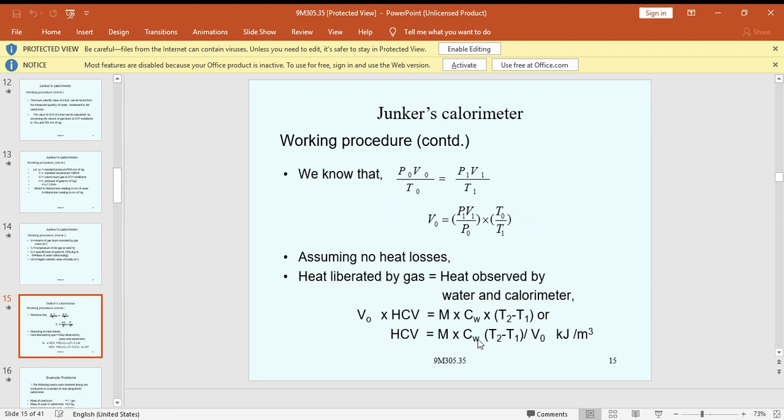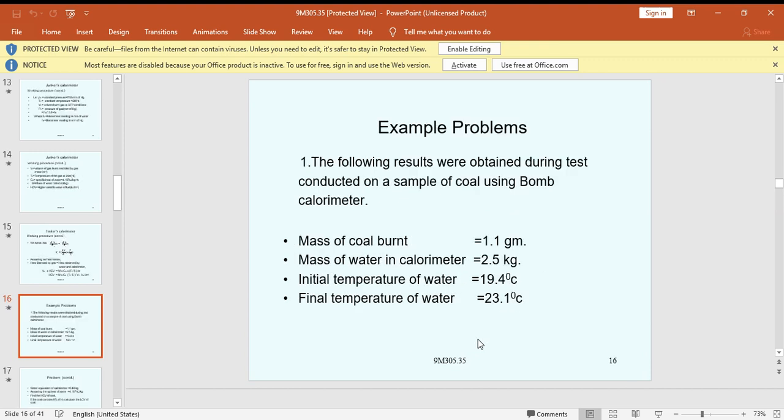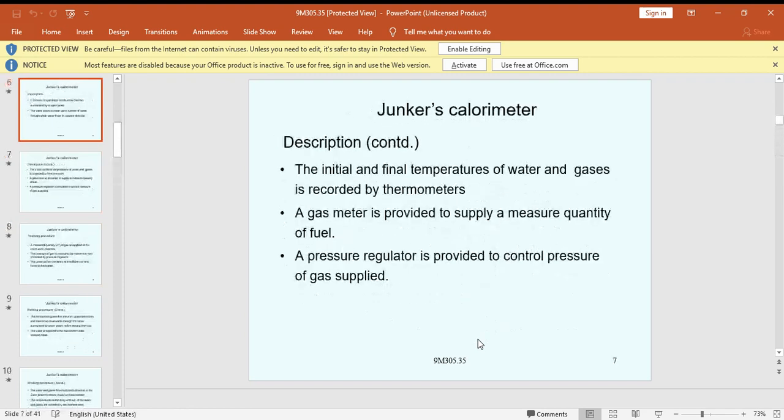We know that P naught V naught by T naught equals P1 V1 by T1. So V naught equals P1 V1 by P naught into T naught by T1. The heat released by the gas equals the heat absorbed by the water and calorimeter: V naught into HCV equals M into CW into T2 minus T1, divided by V1. So we see the diagram once again.